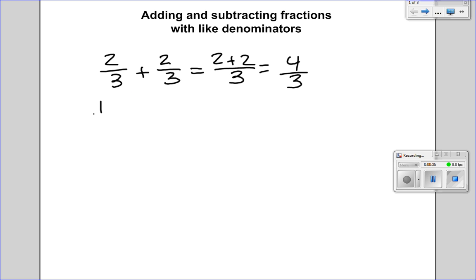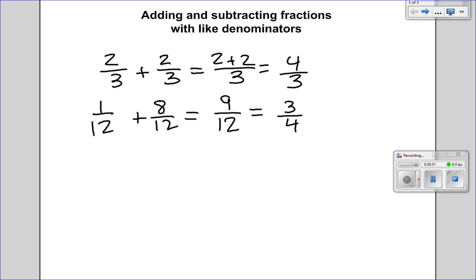Another example would be 1 over 12 plus 8 over 12 would be 1 plus 8 equals 9 over 12, which of course does reduce. 3 goes into 9 3 times. 3 goes into 12 4 times.